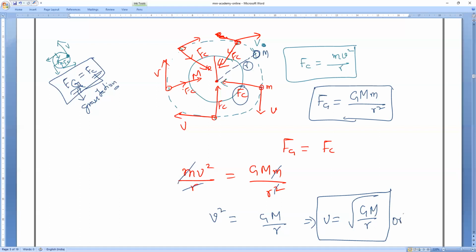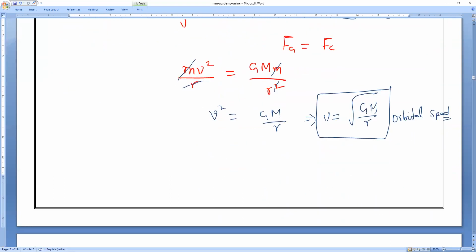This is the formula for our concept, orbital velocity. For any planet, if you want to find the orbital speed or orbital velocity of the satellites revolving around it, this is the formula: root over GM divided by r. Please write it.